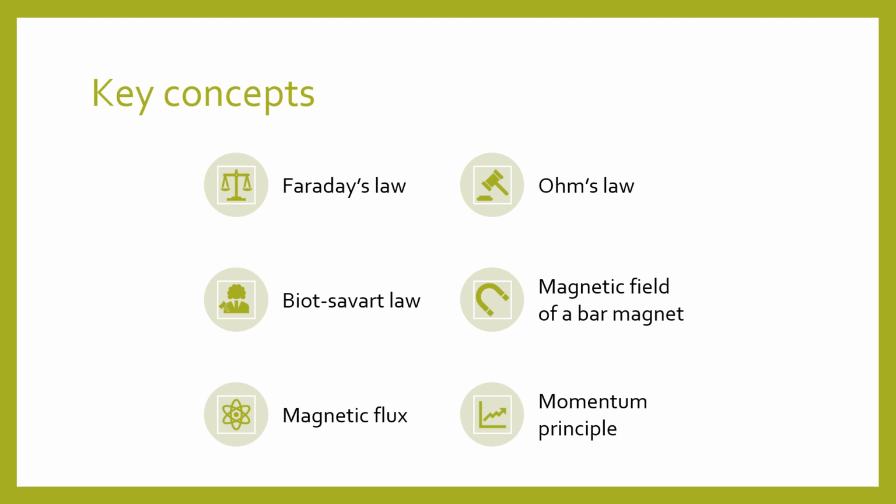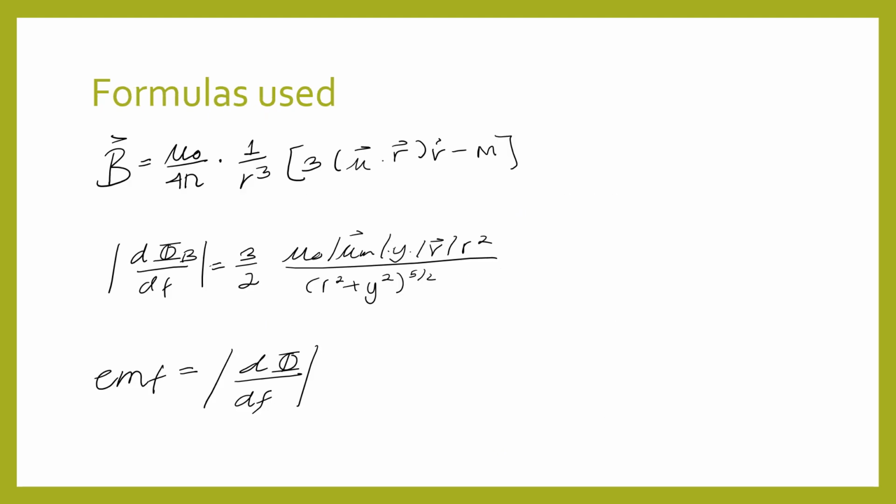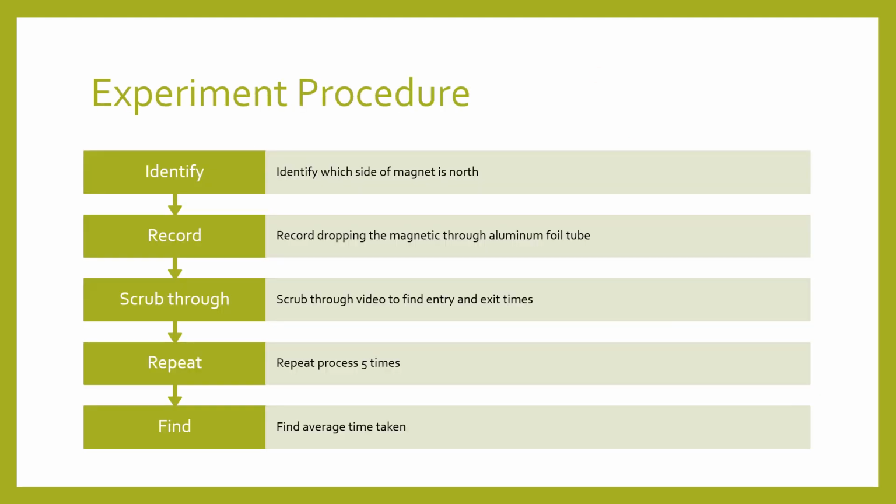The key concepts that were used in this lab are the following: Faraday's law, Ohm's law, Biot-Savart law, magnetic field of a bar magnet, magnetic flux, and the momentum principle. As you can see, these are three formulas that we will be using later on for the calculations of the lab. The procedure for this experiment consists of mainly 5 parts.